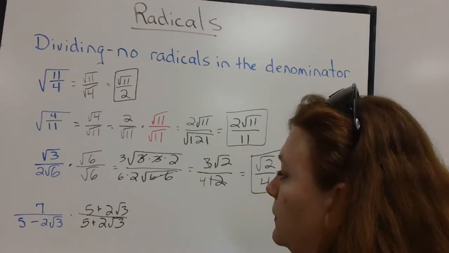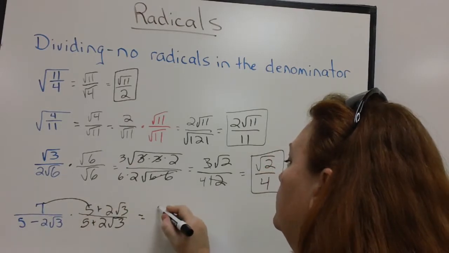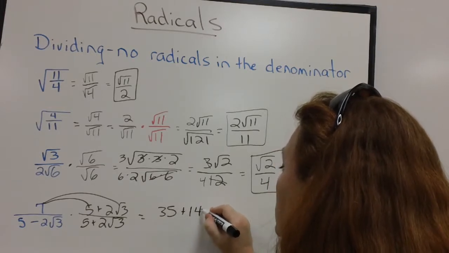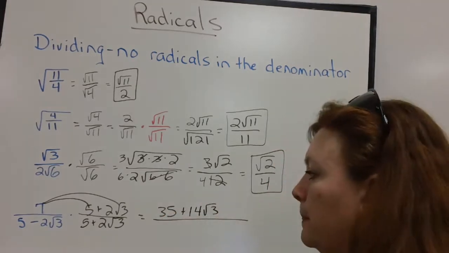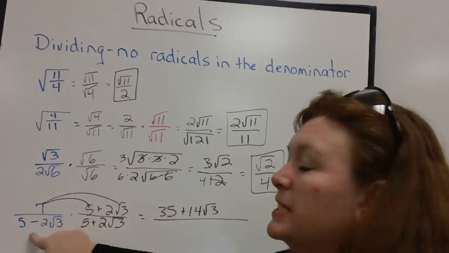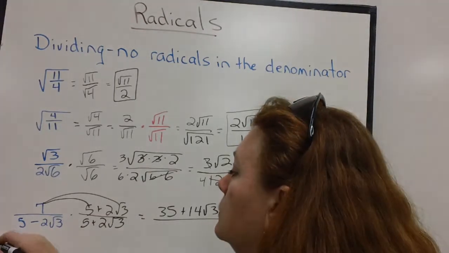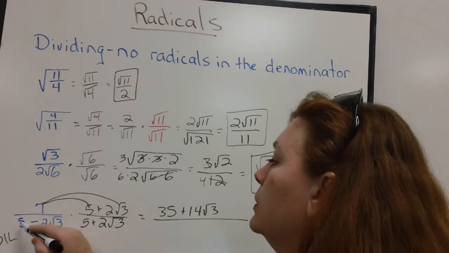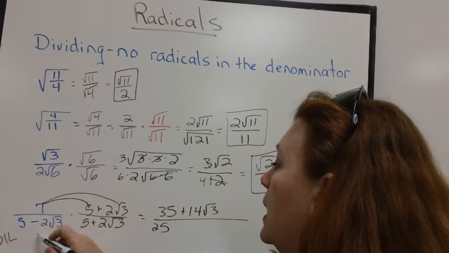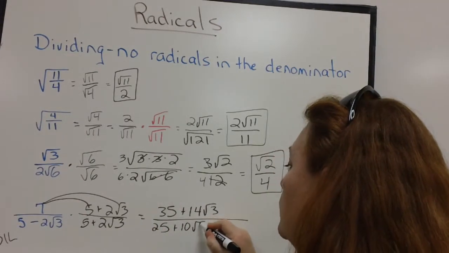All right, now, again, multiply straight across. So 7 gets multiplied by the 5 and the 2 square roots of 3, which is plus 14 square roots of 3. Now, back to something we did on the last board: when I multiply these together, I must use FOIL. First is 5 times 5, which is 25. Outer is 5 times 2 square roots of 3. That would give me 10 square roots of 3.